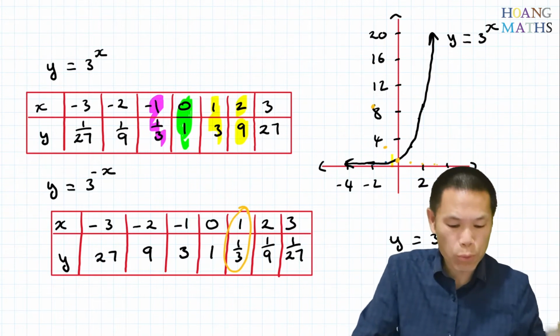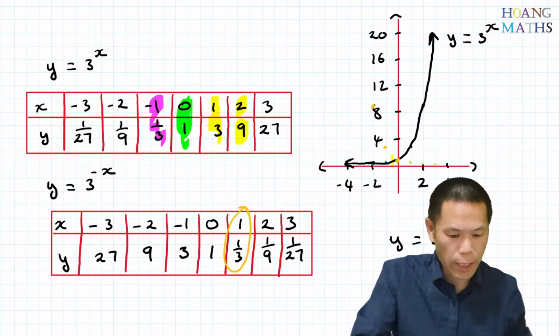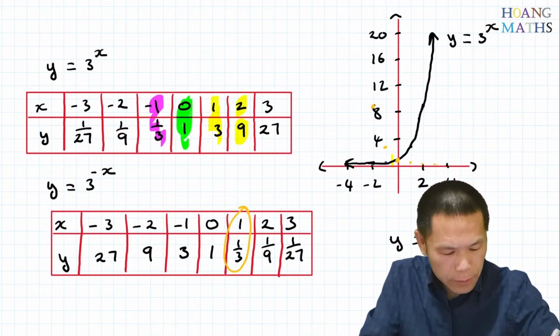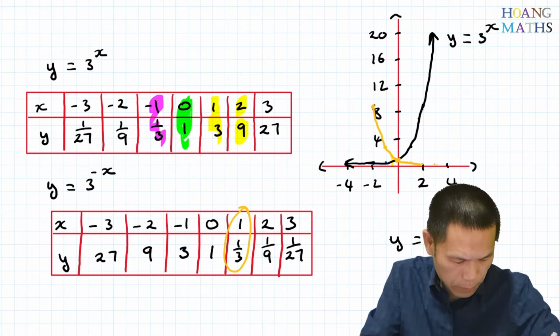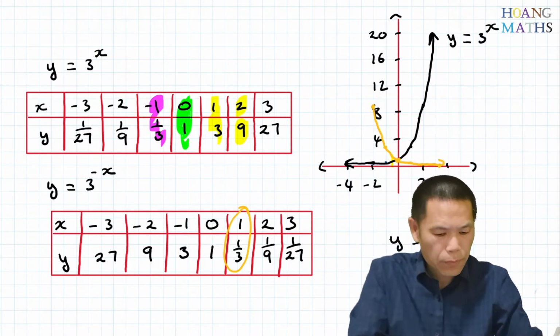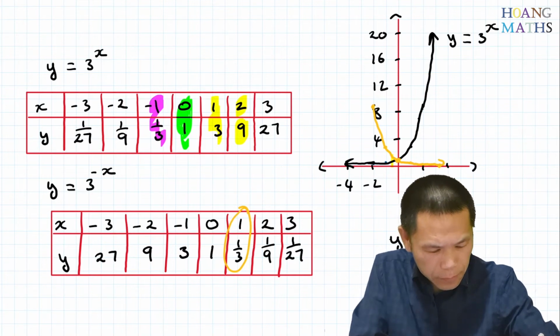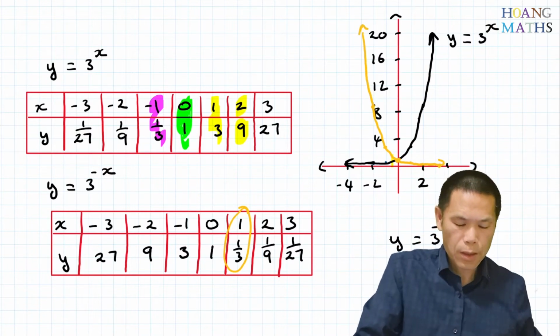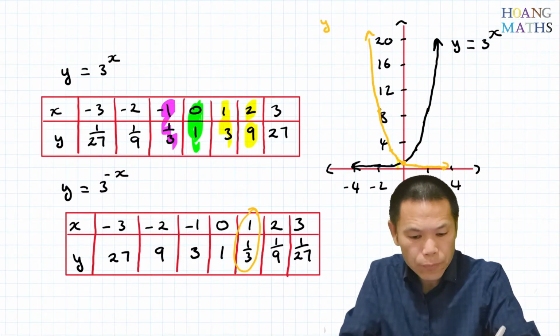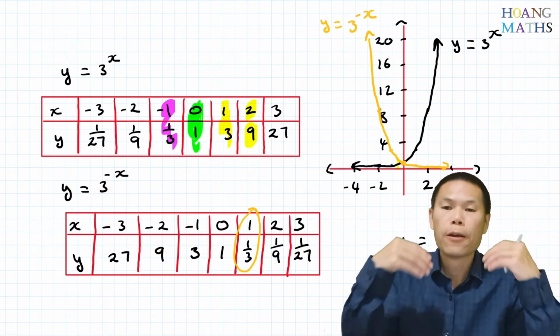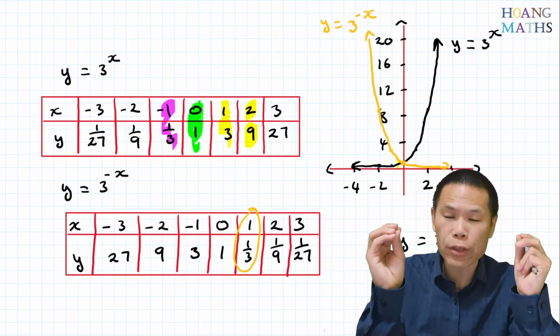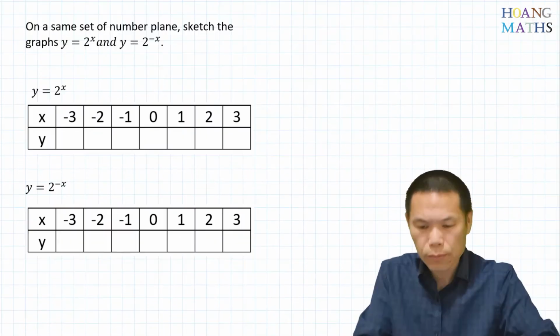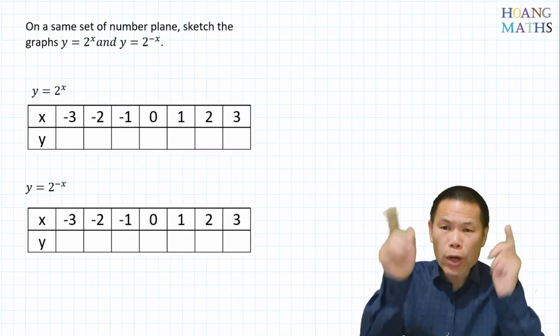So let me just join these points together. It's just a rough sketch, okay? That's all it is. So we start from here. And extend this line. So this is y is equal to 3 to the power of negative x. There you go. This is how you sketch exponential functions, okay? Please pause the video and try this one yourself.